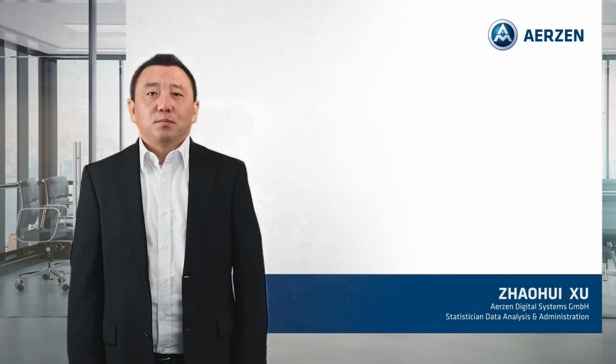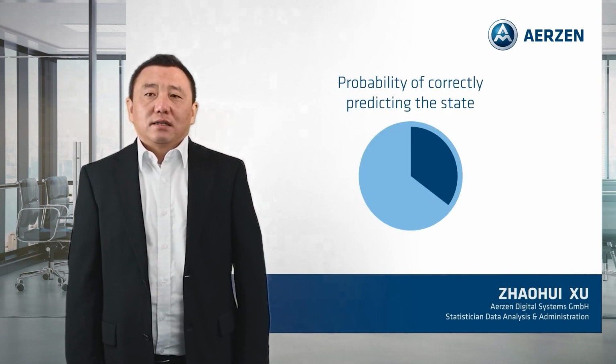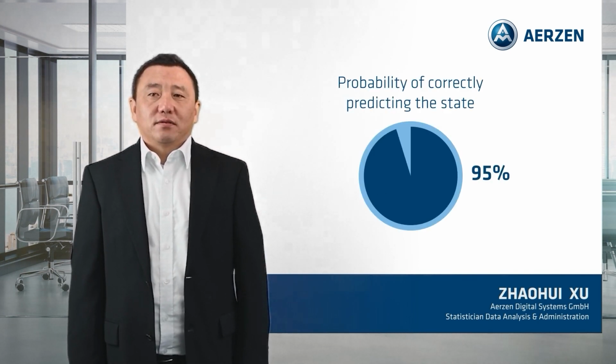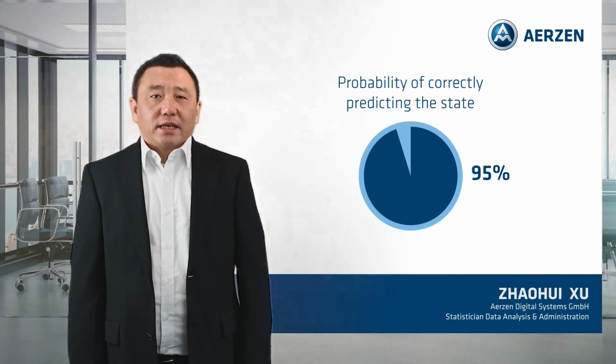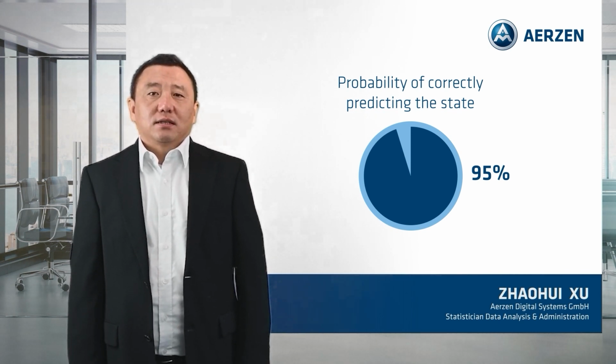AutoML can be used to implement this efficiently, showing that we have a 95% probability of correctly predicting the state of the test machine.